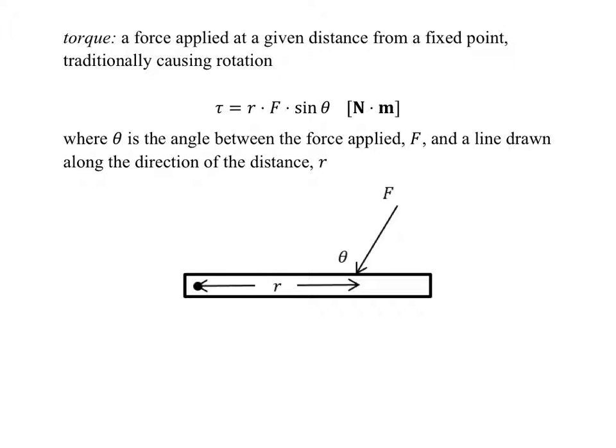Now, theta in this problem is a very specific thing. Theta is the angle between the applied force and the direction of the lever arm. In this case, I think I called it the direction of the distance R. I haven't used the phrase lever arm yet. We'll do that in the next slide. So theta is the angle between the force applied and a line drawn along the direction of the distance. Right here, take a look. This is the distance line, and this is the force applied. So this is theta right here.